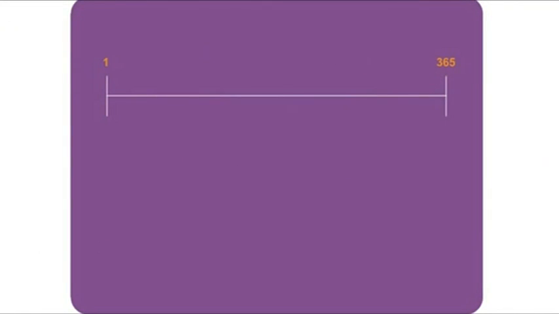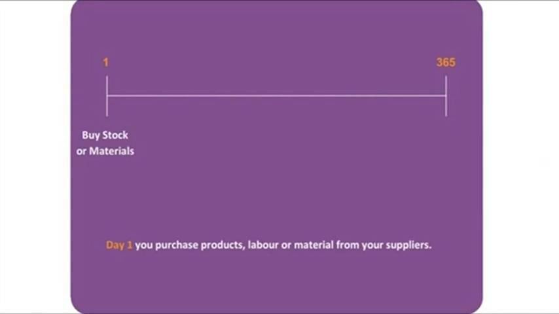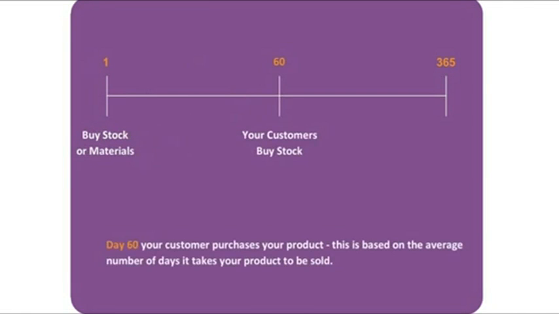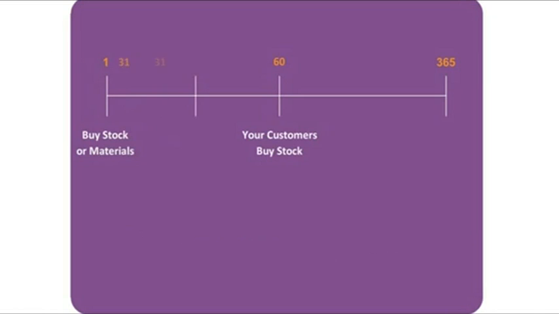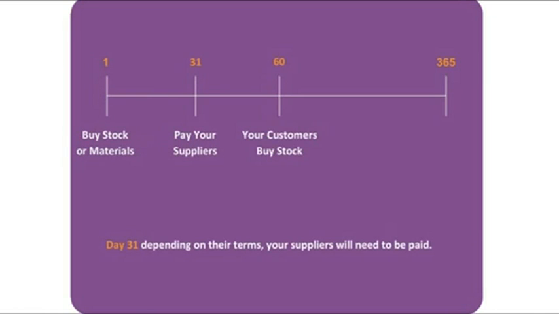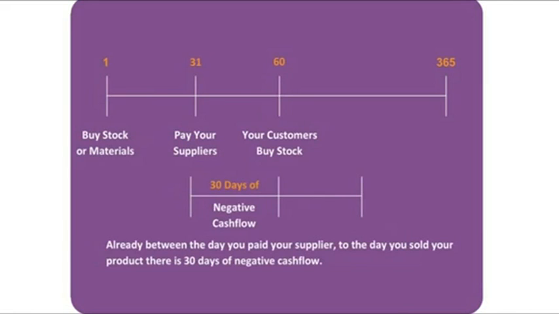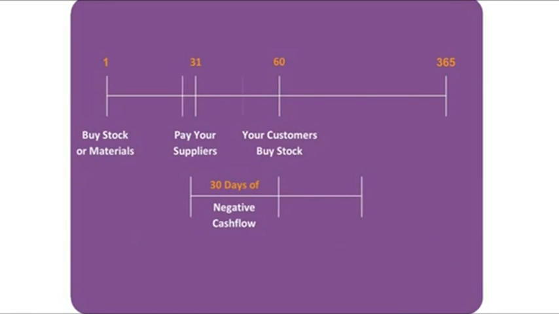Before you can sell anything, you often have to buy something, such as a product or labour and materials on a job. On day one, we buy in stock or materials to resell, or stock and materials for a job. Depending on the sales cycle, on day 60 we sell the stock or the job. Depending on the terms, we get to pay suppliers. On day 31 we have to pay for the stock after 30 days credit. This gives us 30 days negative cash flow, from the payment for stock to the sale of the stock.